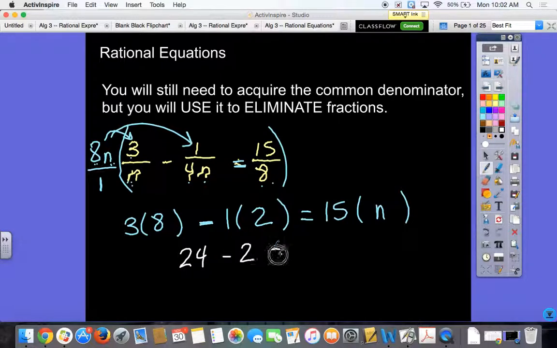24 minus 2 equals 15n. That would be 22 equals 15n. n is 22 over 15.